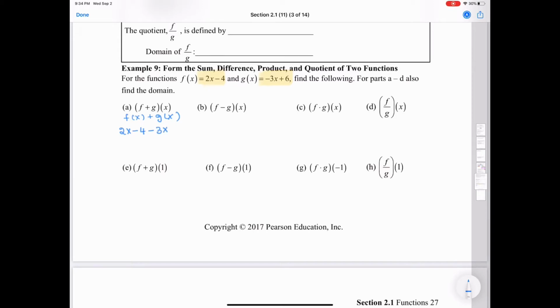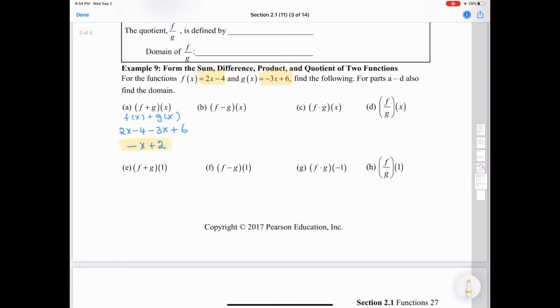negative 3x plus 6. So if I add these two functions and combine like terms, 2x minus 3x would be negative x. Negative 4 plus 6 would be positive 2. Okay, so this is the answer for A.